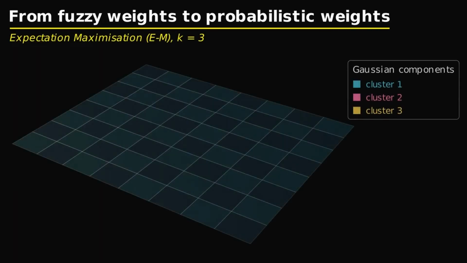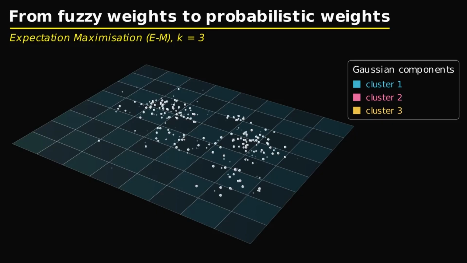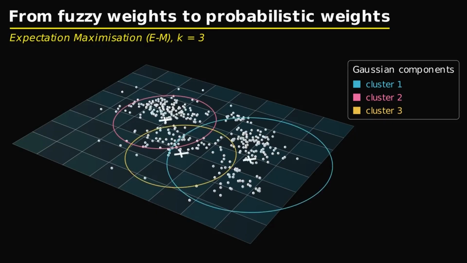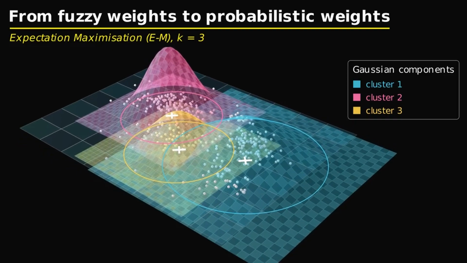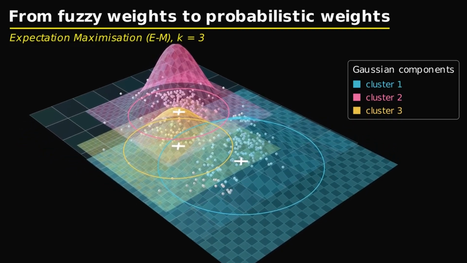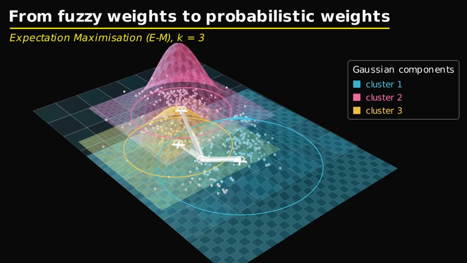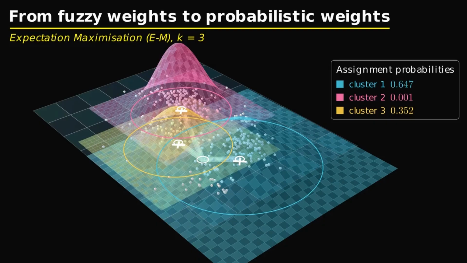We can visualize the probabilistic model that EM generates. The data points lie on a plane, while each cluster is represented by a colored Gaussian hill. The heights of these hills now also reflect the mixture weights pi sub k. For one example point, we can connect it to the 3 Gaussian components. And on the right we now display the assignment probabilities, which are related to the heights under the Gaussian bells.